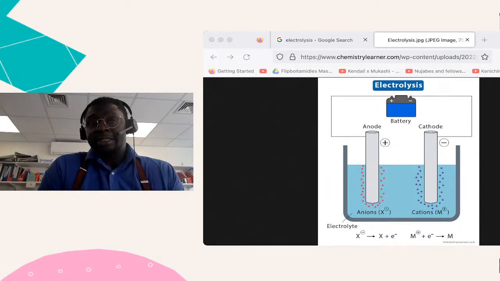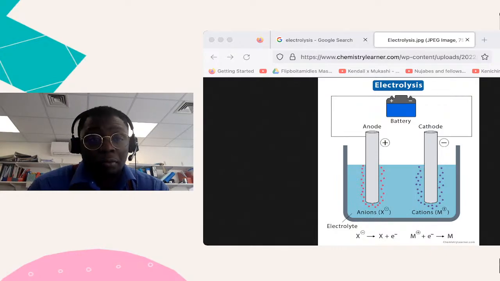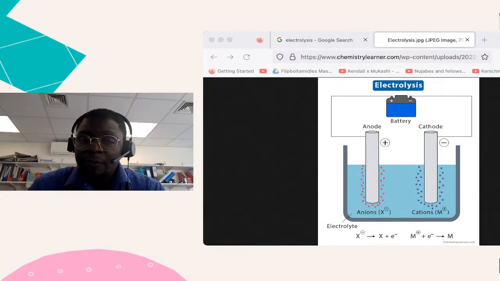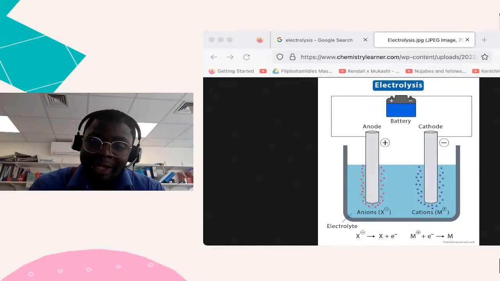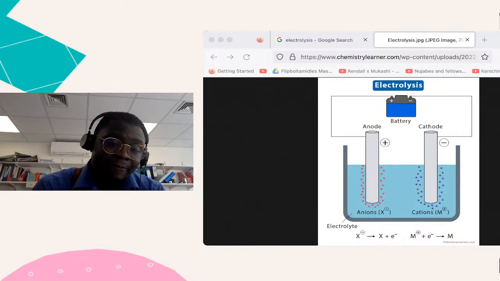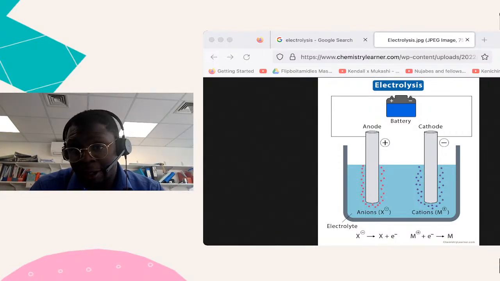So, electrolysis as a term, we can use it to demonstrate what the process is. If we break down the word electrolysis into two separate words, you have electro, i.e. electricity, and lysis, meaning to split. So we are using electricity to split things up. That's essentially what we're doing here.